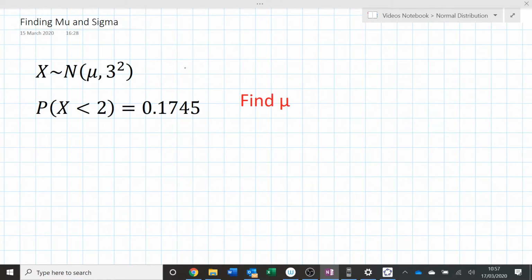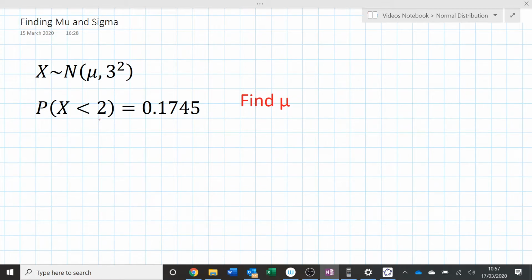So here we go, I've got a question here. I've got a normal distribution. I don't know what mu is. I do know, though, that the probability of x less than 2 is 0.1745. There's nothing I can write into the calculator here, because I don't know what mu is. The inverse normal is not going to work because that's for when I know the probability but don't know the value. So what can I do?